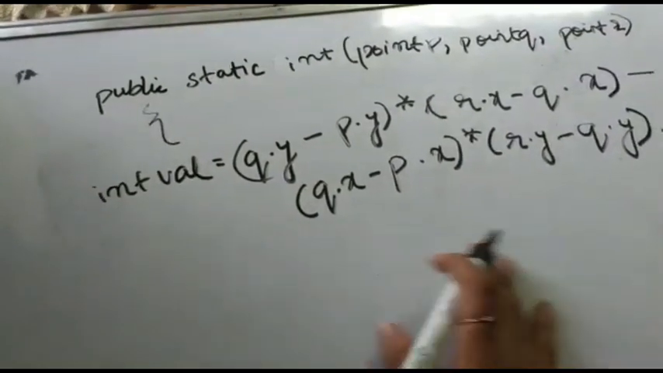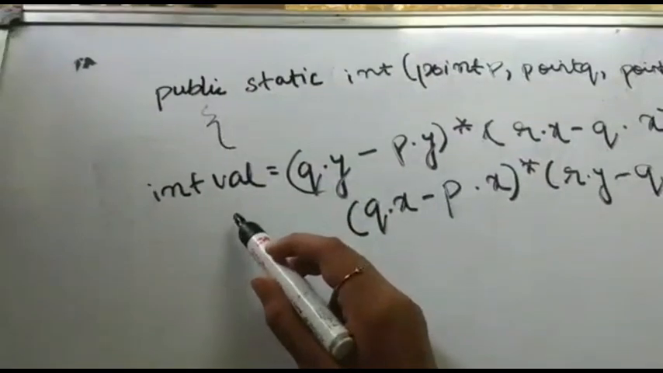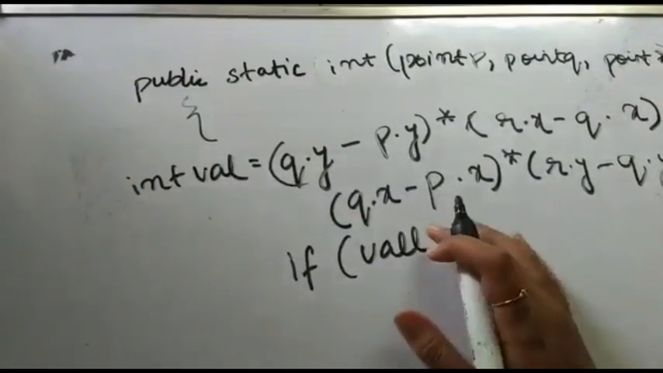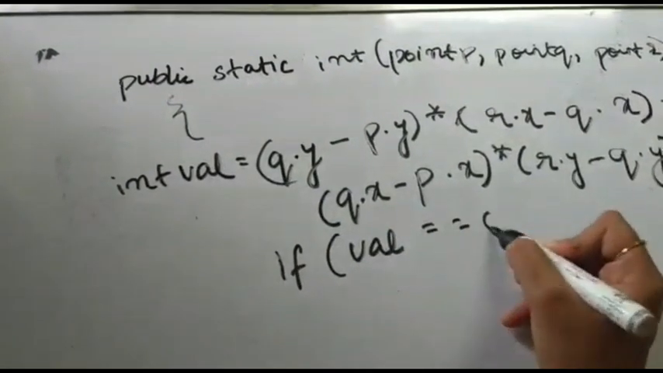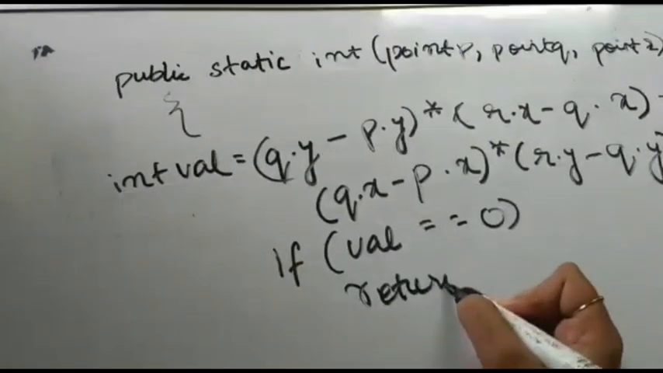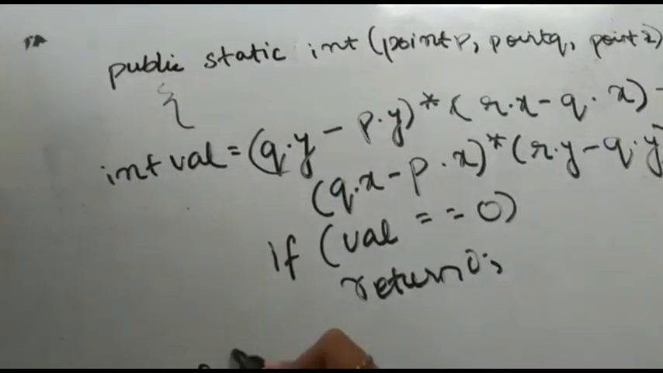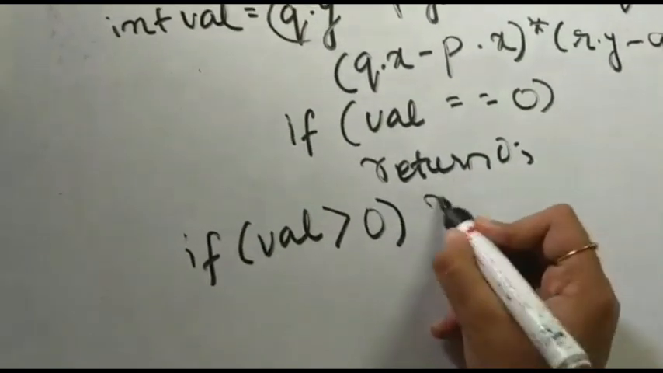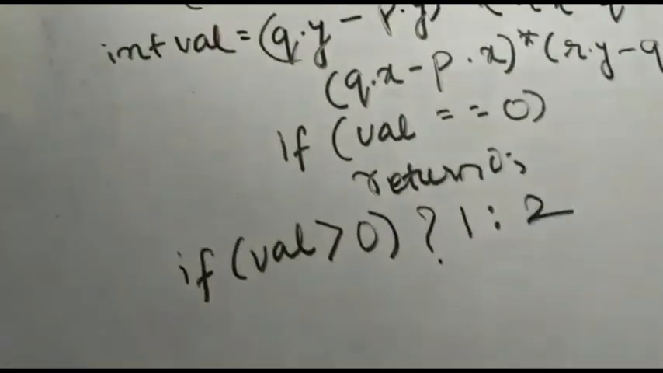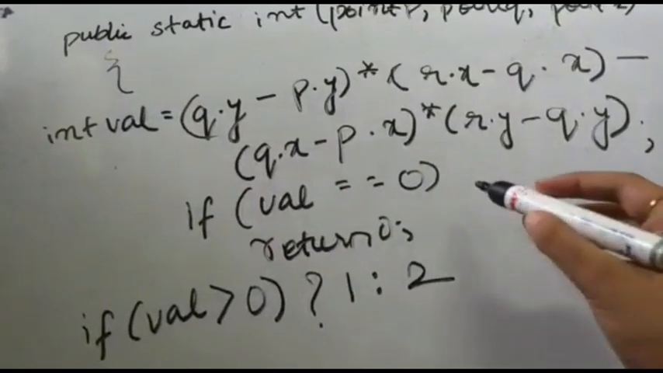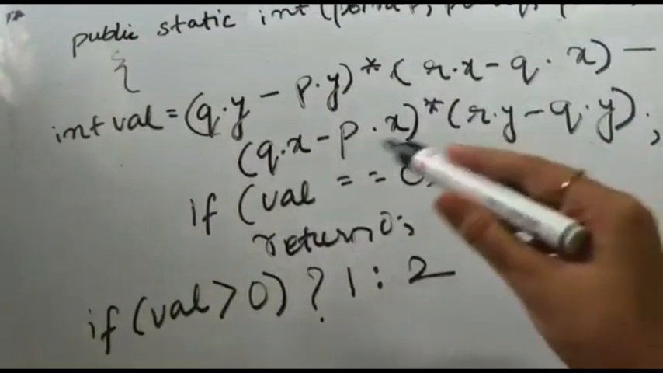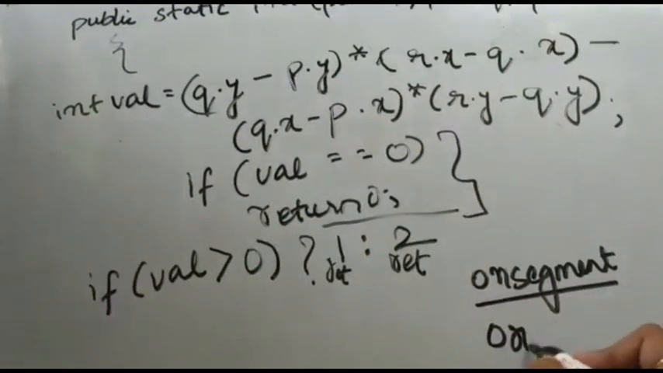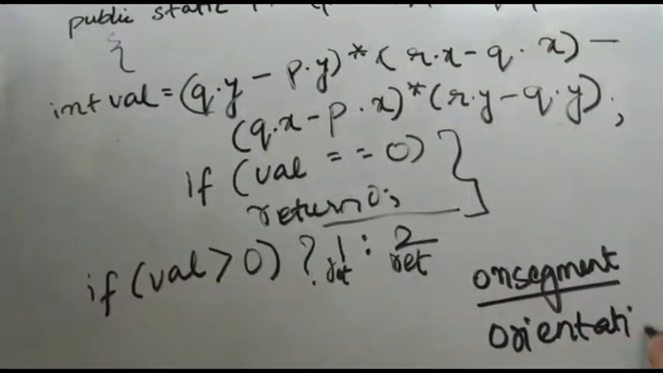So first of all, we are going to test the condition by storing this value over here, and if value is equal to 0, we are going to return 0. And if value is greater than 0, let us return 1, and if it is less than 0, let us return 2. We are basically concerned with this because if our point lies on the polygon, we'll get to know by returning 0. We are finding the orientation of the point.